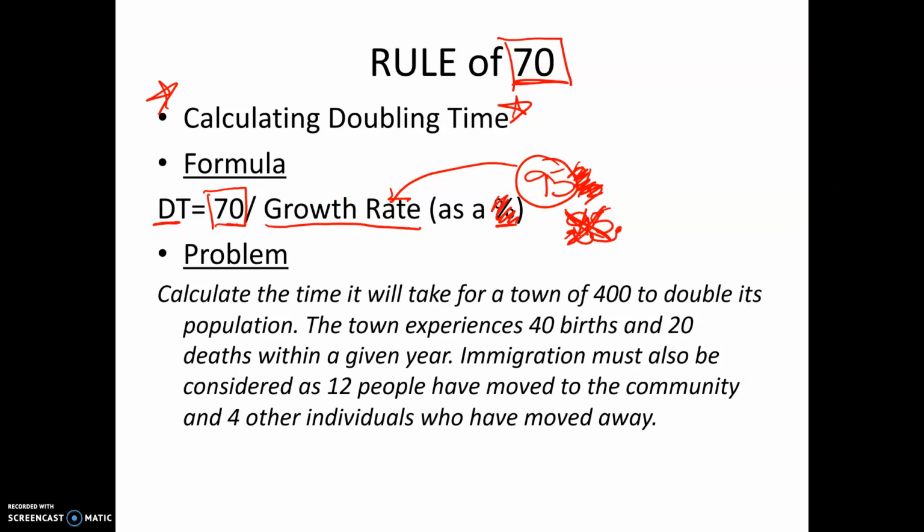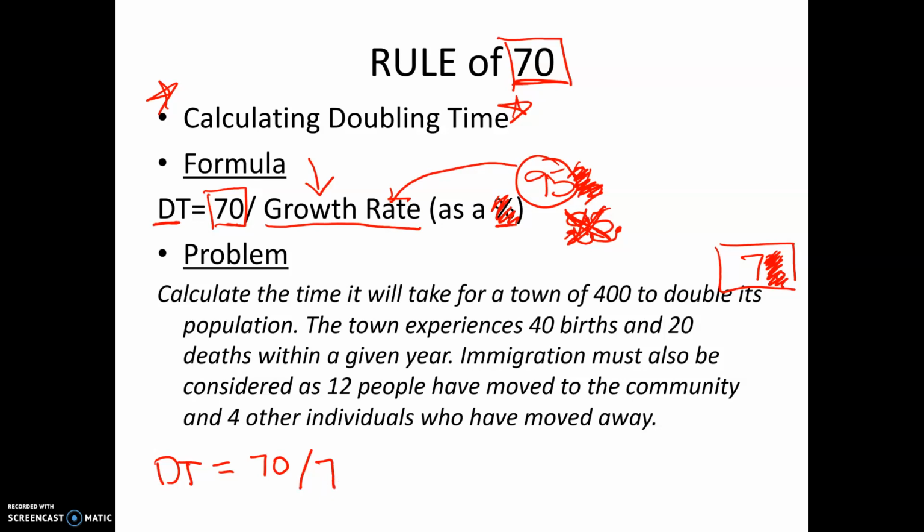All right, so we're going to take the same town that we did last time. If you were seeing this for the very first time, you would first have to calculate growth rate. But since we already calculated growth rate, we know that our growth rate is 7%. So we can go straight to doubling time. So doubling time equals 70 divided by our growth rate. And remember, growth rate is simply this. We're simply going to forget about that percentage, and plug in 7 right here.